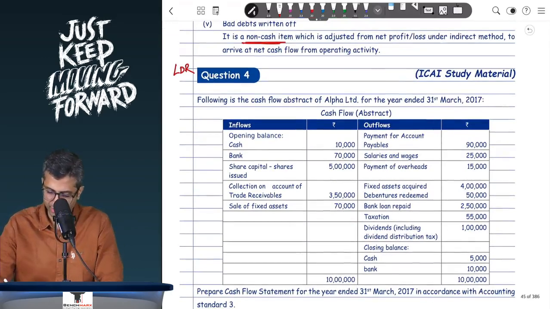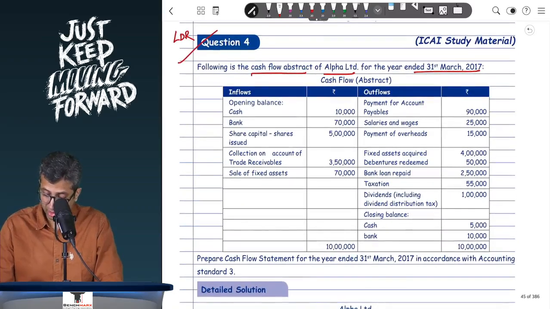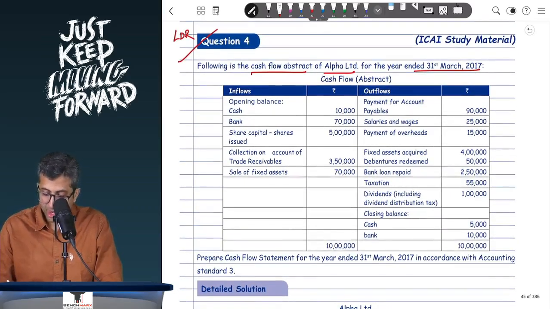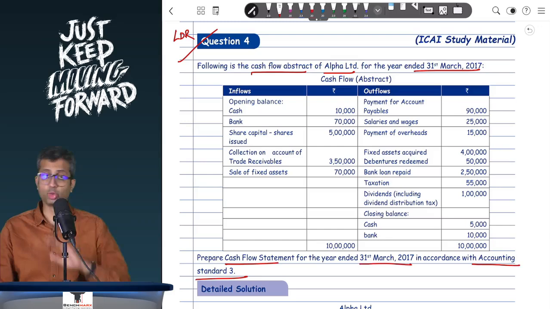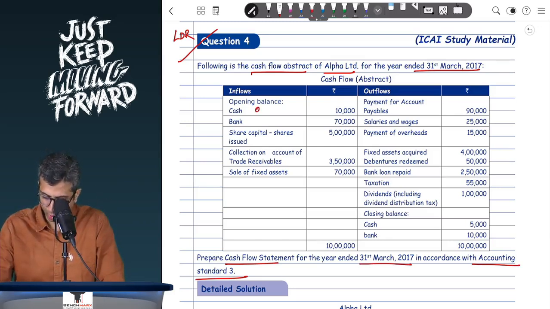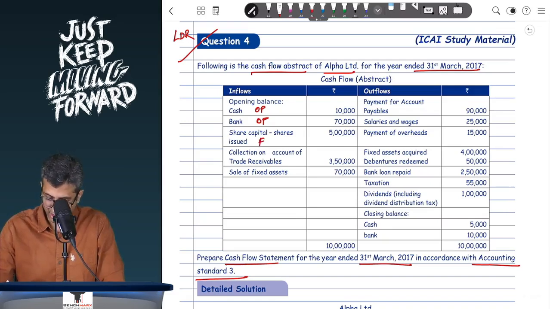Then you go to question number 4. Following is a cash flow abstract of Alpha Limited for the year 31st March 17. You have been given a cash bank extract. Prepare the cash flow statement for the year ended 31st March 17 in accordance with accounting standard 3. If you have a cash bank extract, the only way you can solve is by using a direct method. Opening balance, this will go in opening cash and cash equivalents. Bank, also opening cash and cash equivalents. Share capital, this is on the debit side, so you are receiving. So this will be financing cash inflow.